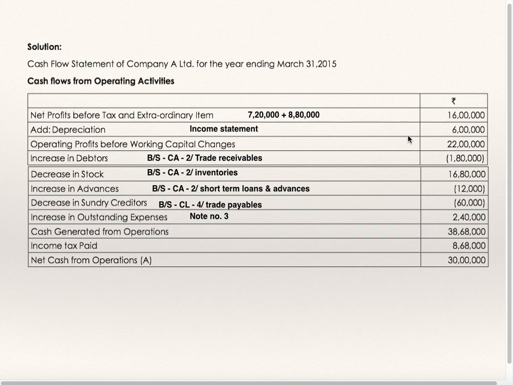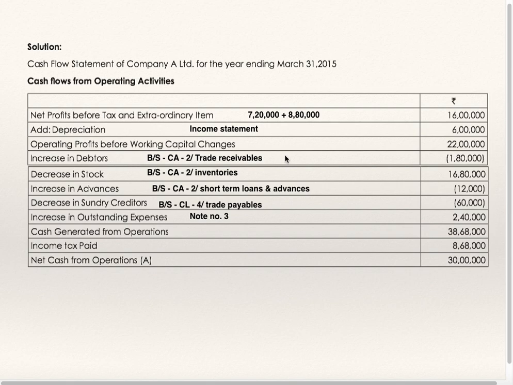Add depreciation. Depreciation is debited to profit and loss account. As it is non-cash expenditure, it is to be added. It is given in income statement 6 lakhs. Operating profit before working capital changes. Now show working capital adjustments.